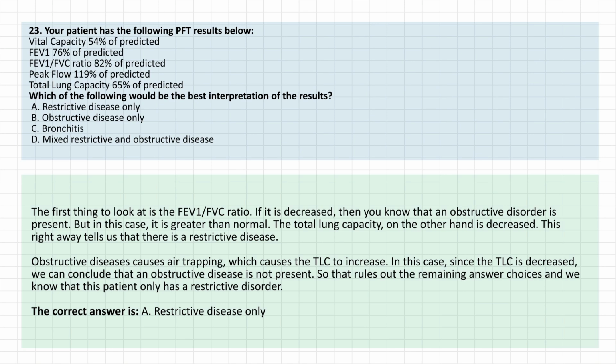If it is decreased, then you know that an obstructive disorder is present. But in this case, it is greater than normal. The total lung capacity, on the other hand, is decreased. This right away tells us that there is a restrictive disease. Obstructive diseases cause air trapping, which causes the TLC to increase. In this case, since the TLC is decreased, we can conclude that an obstructive disease is not present. So that rules out the remaining answer choices, and we know that this patient only has a restrictive disorder. The correct answer is A, restrictive disease only.